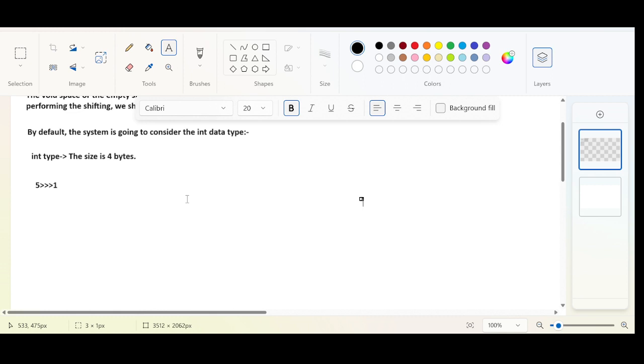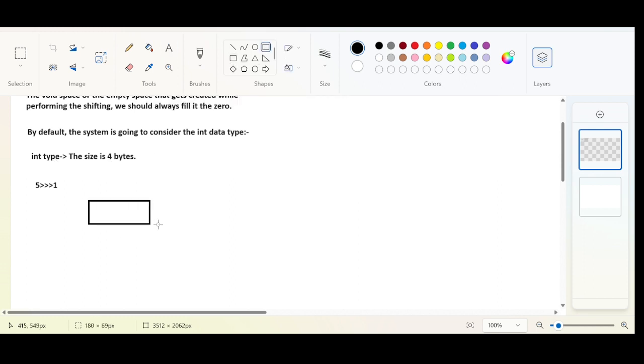In the RAM, internally, a register will be created. What does a register mean? It is nothing but the bits, the spaces, the memory allocations. The memory will be allocated for the int type. Int type means 4 bytes, which means a combination of 32 bits.